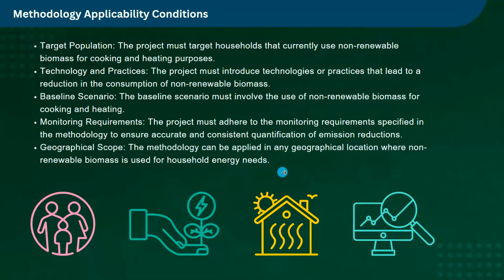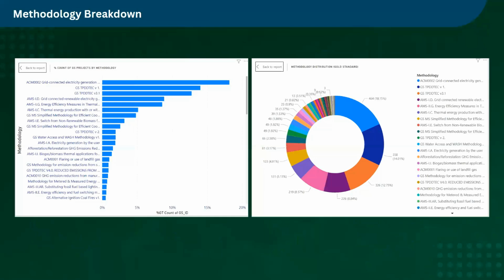The geographical scope is that it applies to any geographical location, but where non-renewable biomass is used for household energy needs. So these are the conditions we need to take, and the validators will actually look for this for the methodology while implementing this. Now, this is the most important, interesting thing.